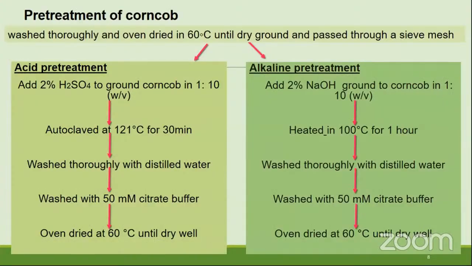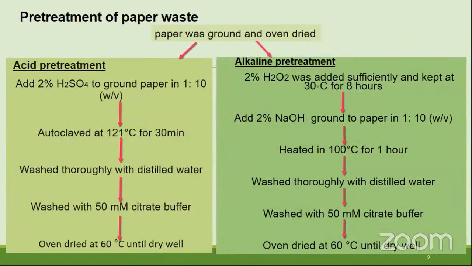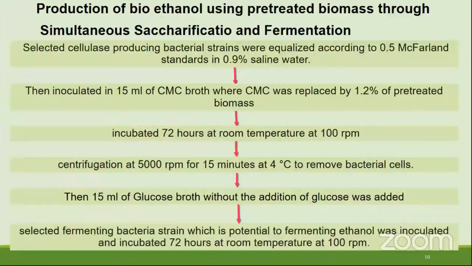Following this procedure, acid pretreatment and alkaline pretreatment of corn cobs were performed, and this procedure was followed for acid pretreatment and alkaline pretreatment of paper waste. The production of second-generation bioethanol using pre-treated biomass was done according to this procedure.